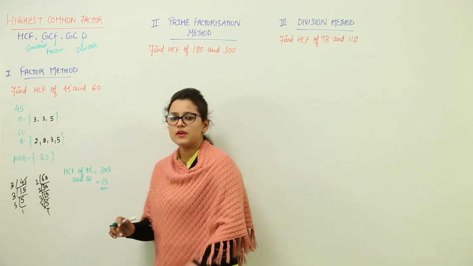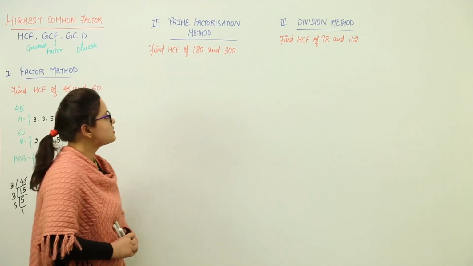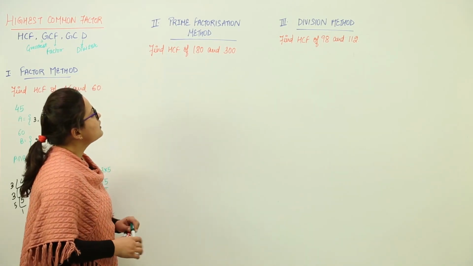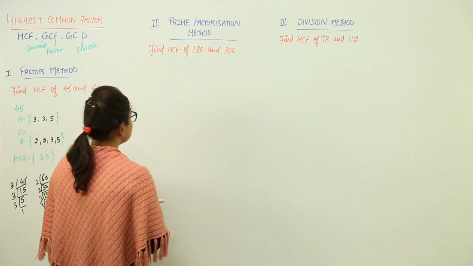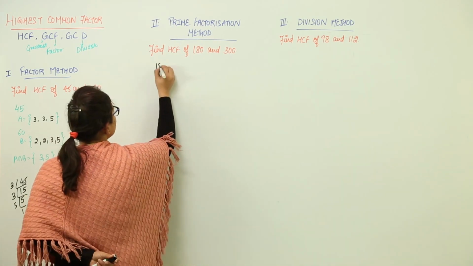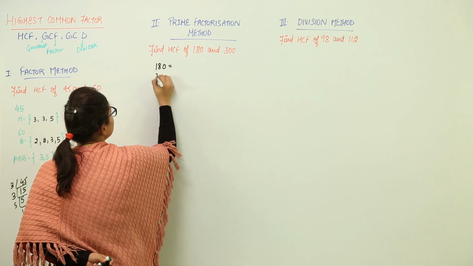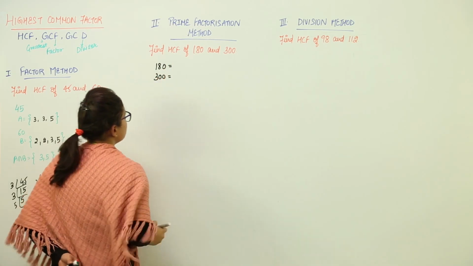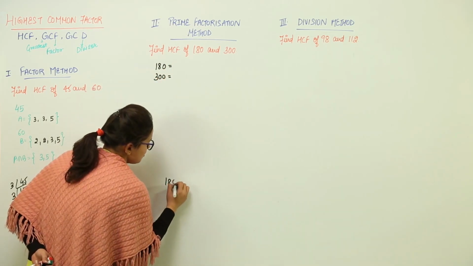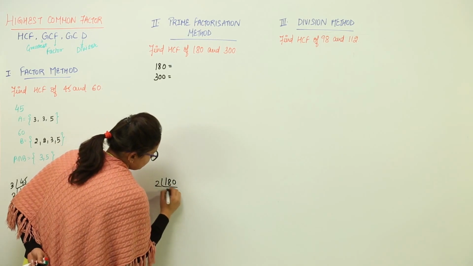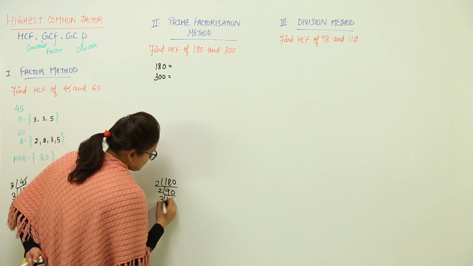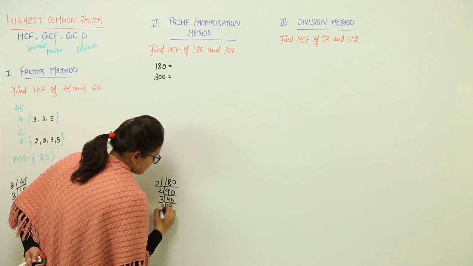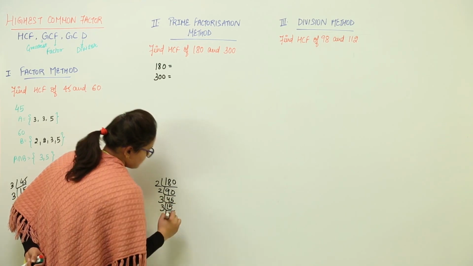Next we have the prime factorization method. In prime factorization, again we have to find out the factors for each, but we will be representing it in a different manner. First of all, we will write down the factors for 180, then the factors for 300. Let us find out the factors now. For 180, we have 90, 2 4s are 8, 2 5s are 10, 3 5s are 15, 5 1s are 5.